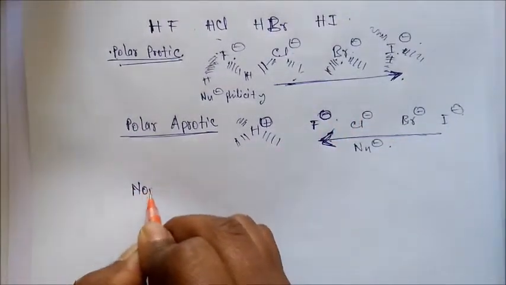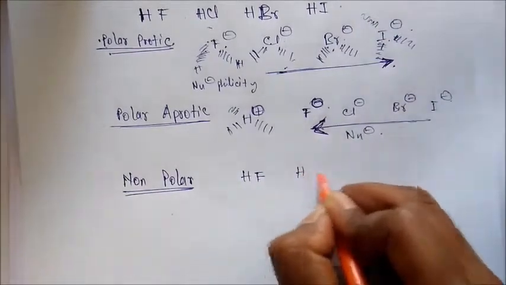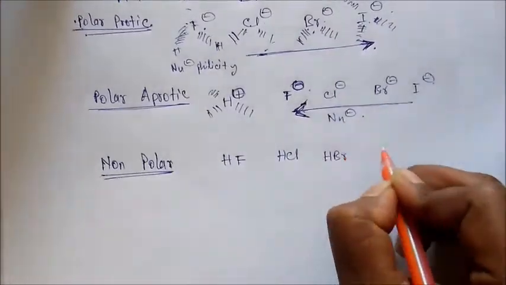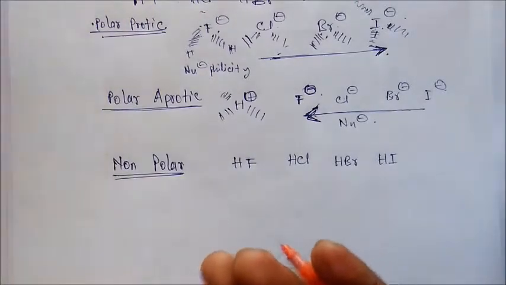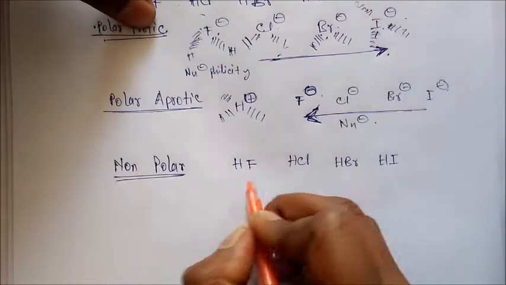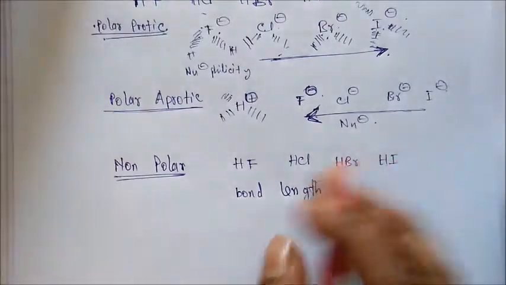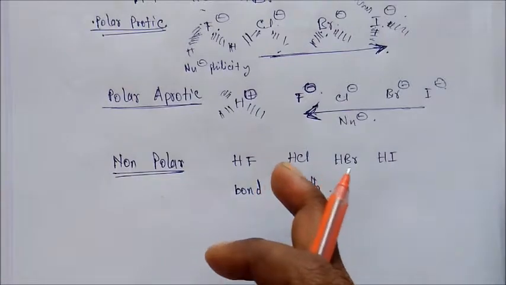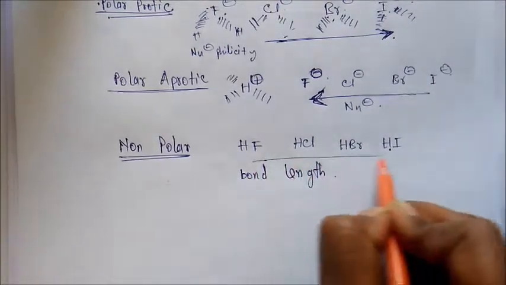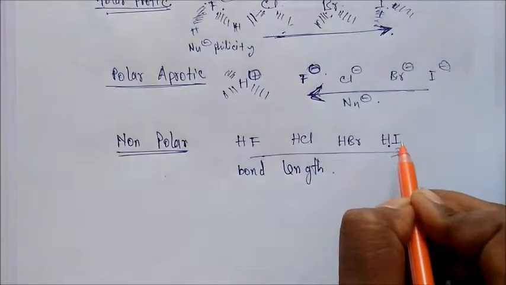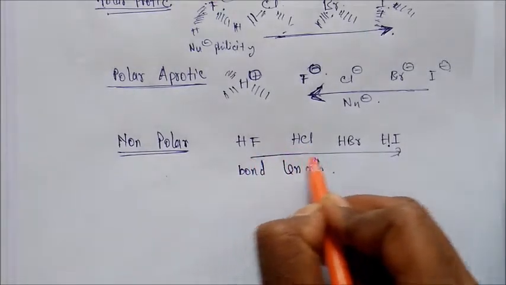Let's see in the non-polar. In the non-polar, HF will remain HF, HCl will remain HCl, HBr will remain HBr, and HI will remain HI, because they are not going to solvate the cation part as well as the anion part. So here we have to see the bond length. The group with higher bond length will be easier to break. HI has the higher bond length because I has a higher radius than Br, Br has a higher radius than Cl, and Cl has a higher radius than F. So bond length will be in this order.